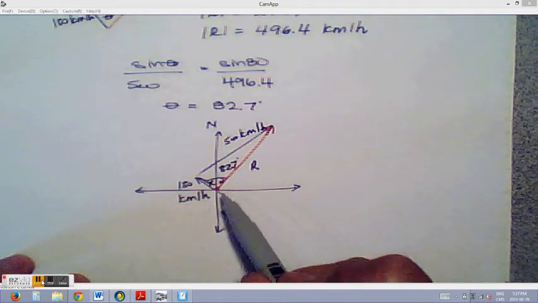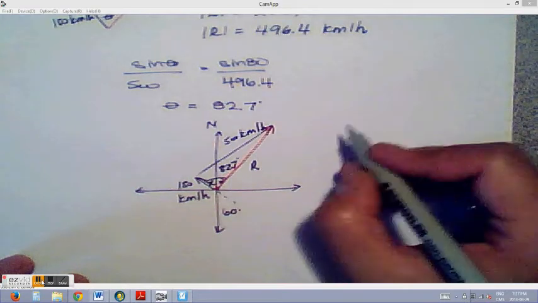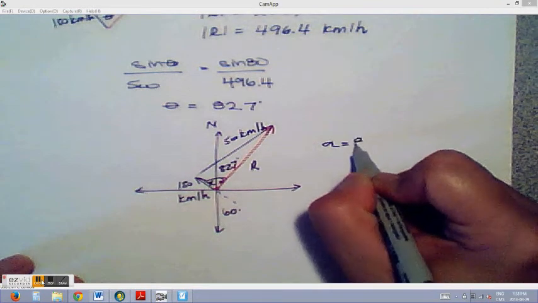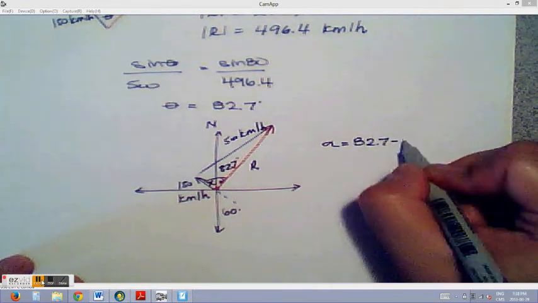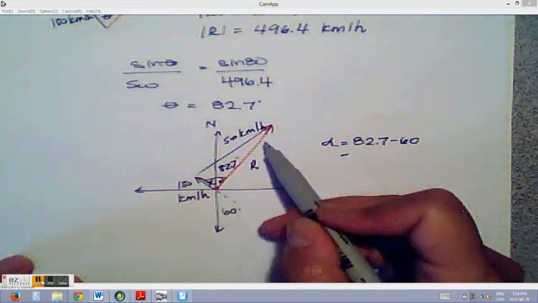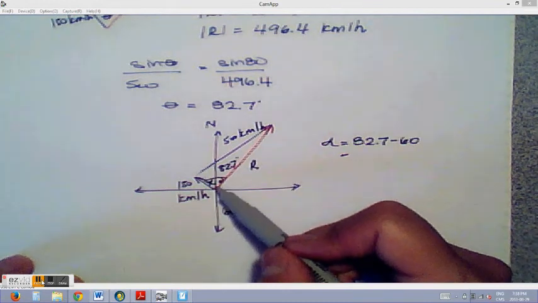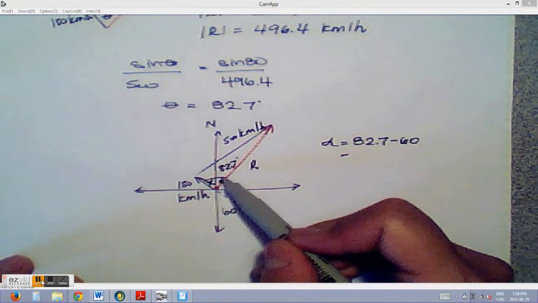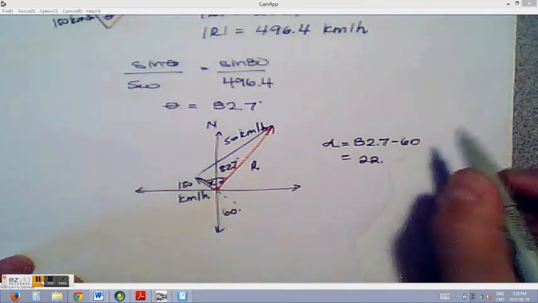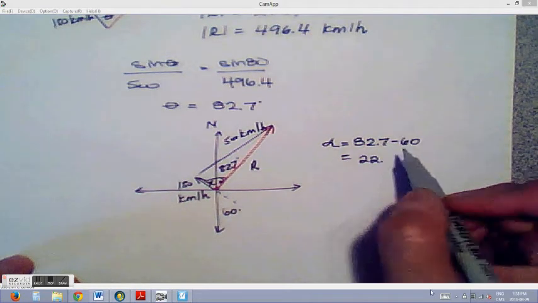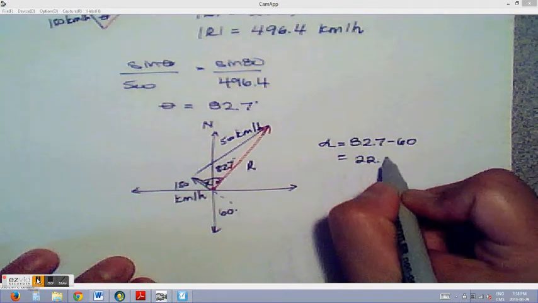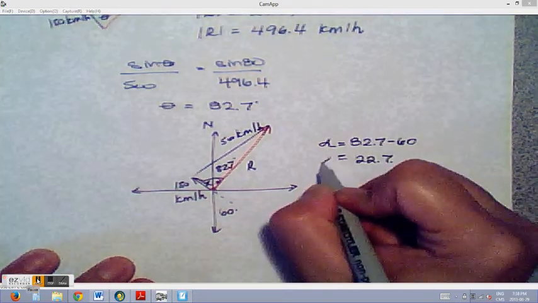Do your best. Now that little angle there, okay, we're just going to call that alpha for now, is 82.7 minus 60. Okay, and that's the trick here, is to put your resultant at the origin there, so that you can actually just come up with that angle, and then you have true bearing. That works out to be 22.3. Okay, so alpha. So there we go.